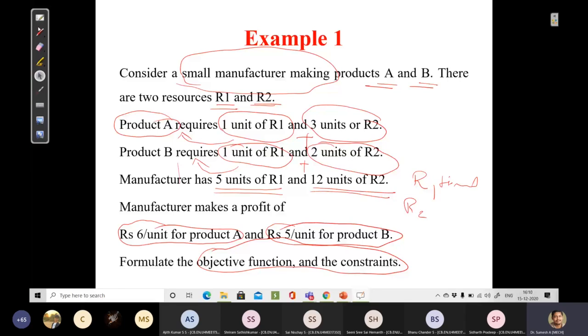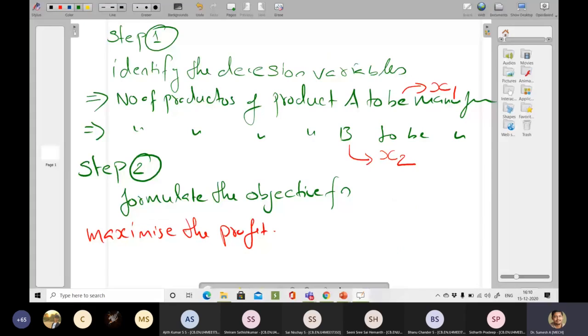So I can say maximize z equals 6x1 plus 5x2. So that will be the objective function.